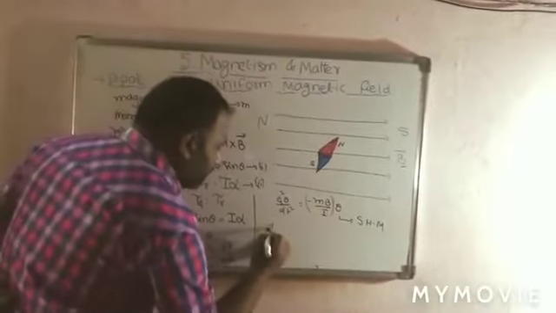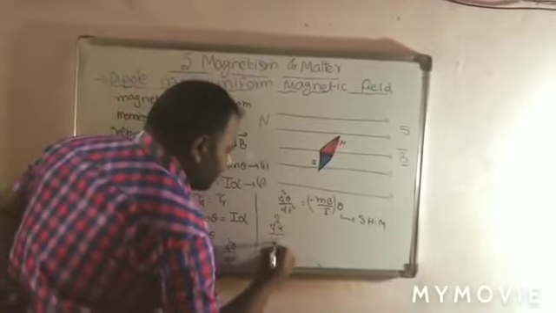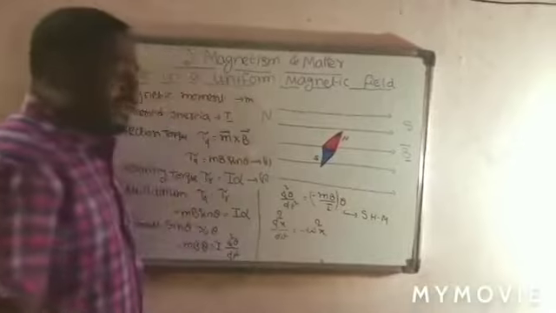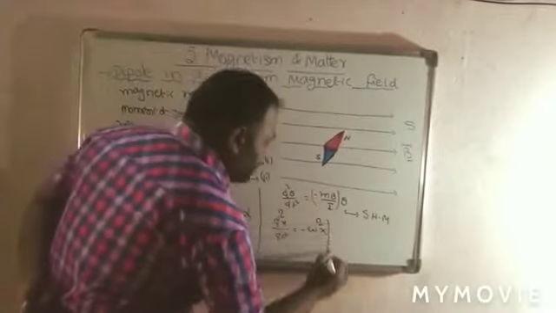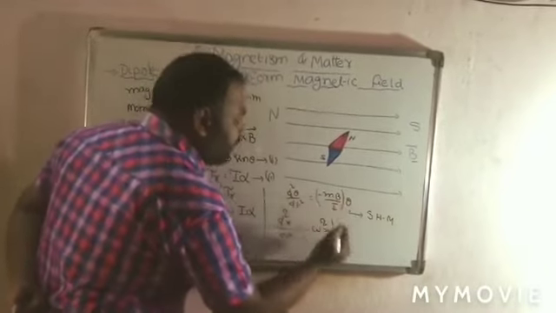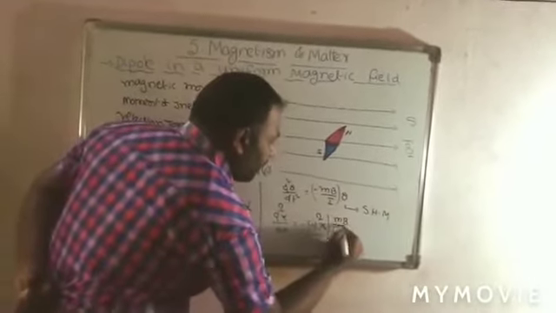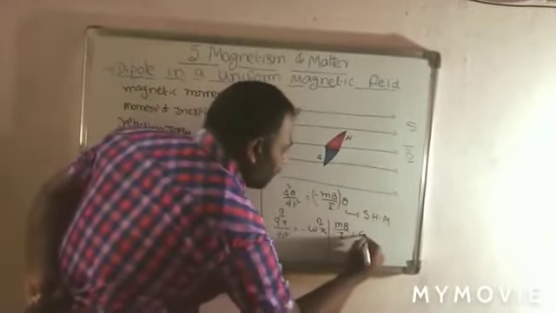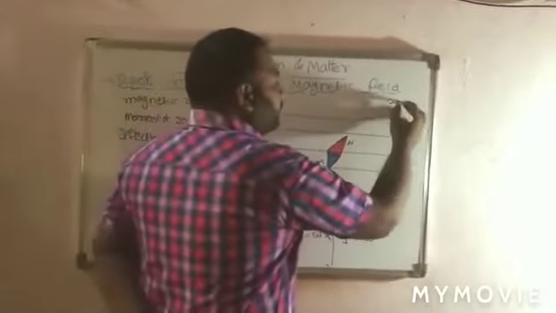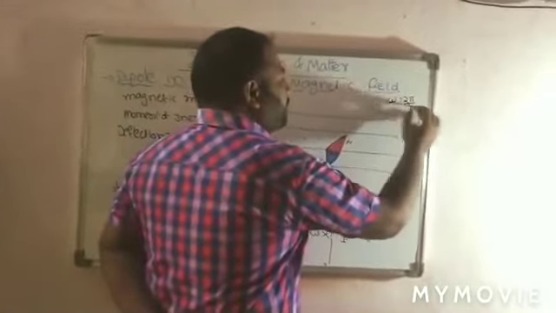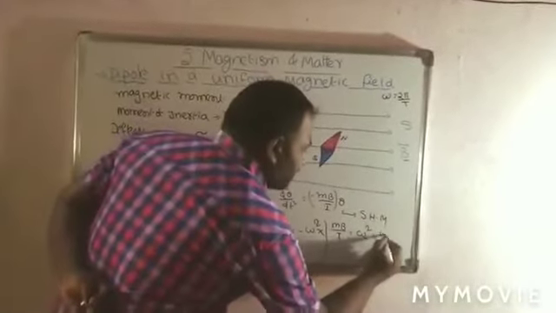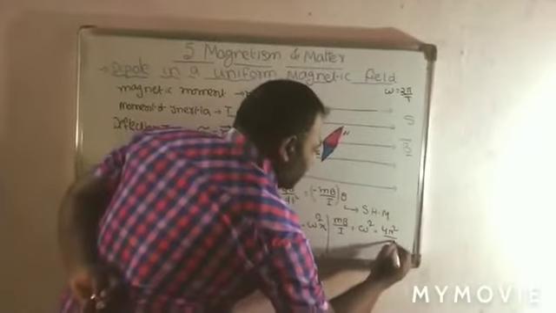What is the simple harmonic motion equation? d square x by dt square is equal to minus omega square into x. By comparing these two equations, we obtain omega square is equal to mb by I. What is omega? Omega is equal to 2 pi f. f can be written as 1 by T. So omega is equal to 2 pi by T. Substituting here, this is 4 pi square by T square.